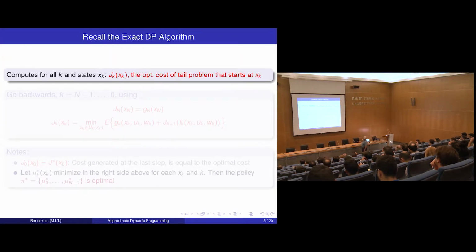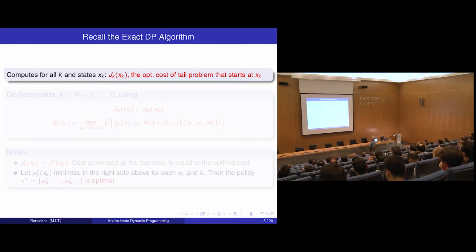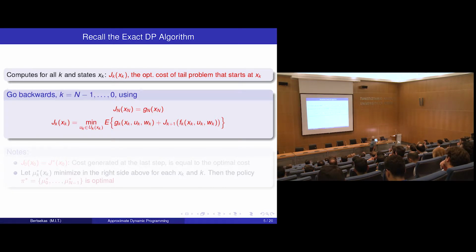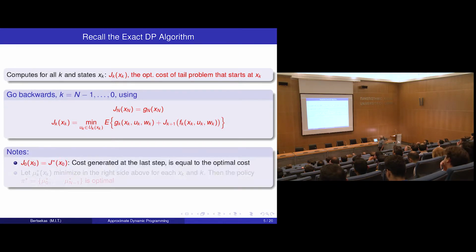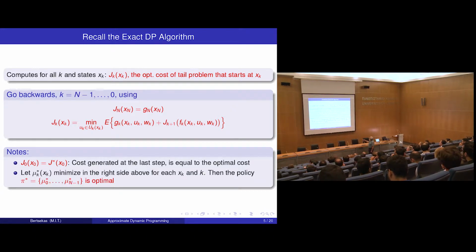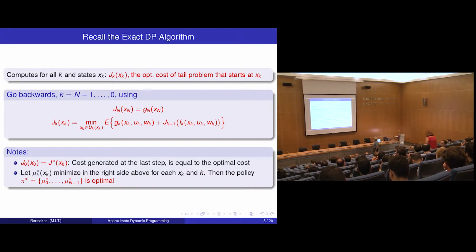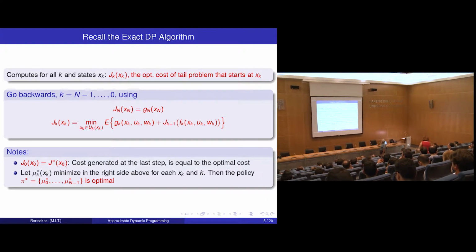And the dynamic programming algorithm computes the optimal cost of the tail problem that starts at state xk and goes from k to n. And it's given by this expression here. It goes backwards, starting from the terminal state, and then given the optimal cost of the tail subproblem at time k plus 1, it computes the one at time k using this computation. And at the end, we find the optimal cost and also the optimal policy by putting together all the controls that attain the minimum in that expression.